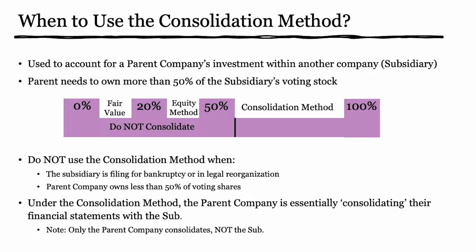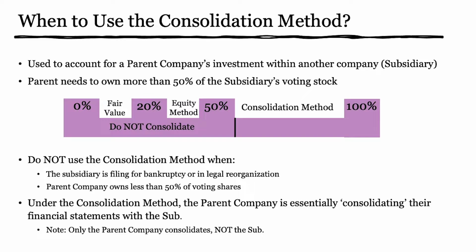However, if they purchase, say, anywhere between 50% to 100% of another company, that's when you know you're using the consolidation method. Now, just real quick, when you're not using the consolidation method, say the subsidiary is either filing for bankruptcy or they're in some sort of legal reorganization, or, of course, if the parent company owns less than 50% of those voting shares. Now, just keep in mind, under the consolidation method, the parent company is essentially consolidating their financial statements with the sub.